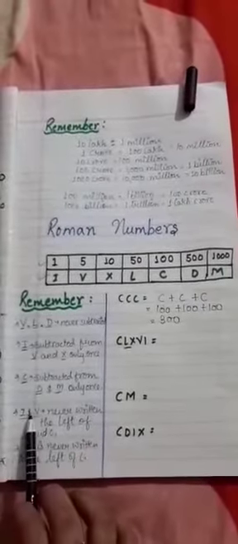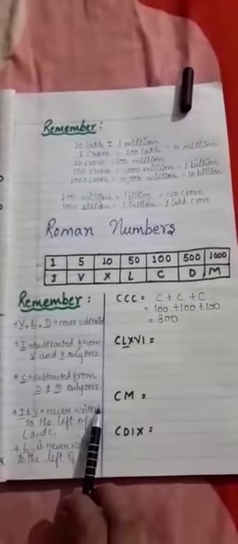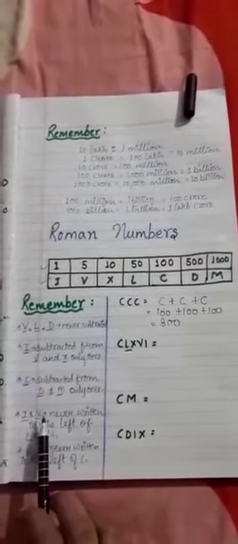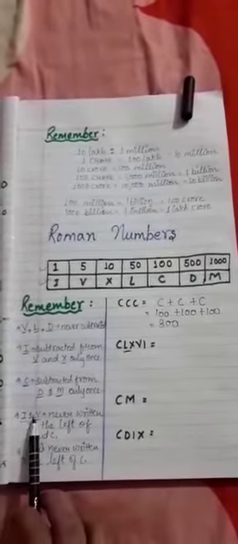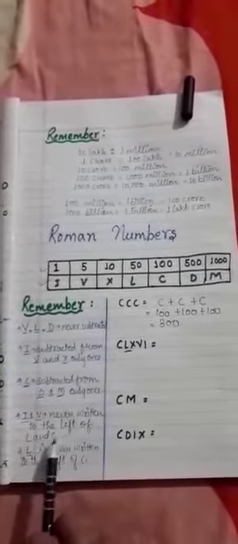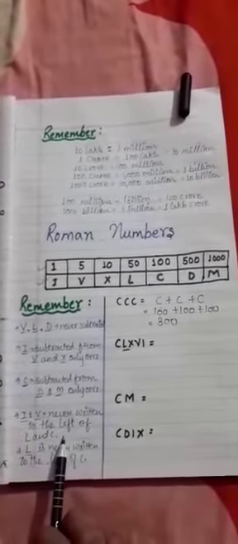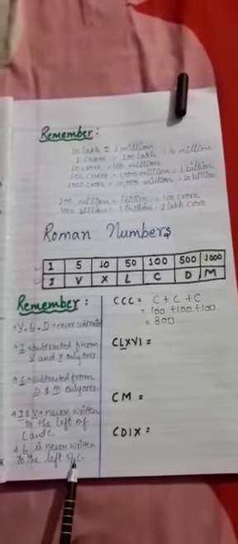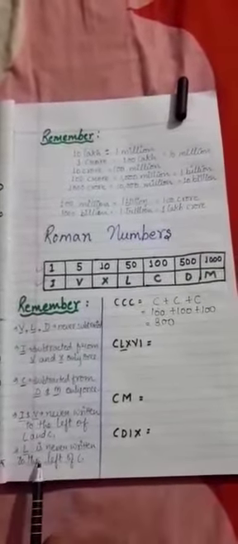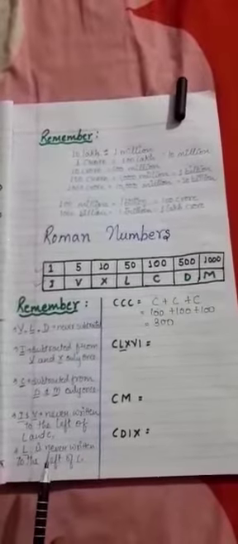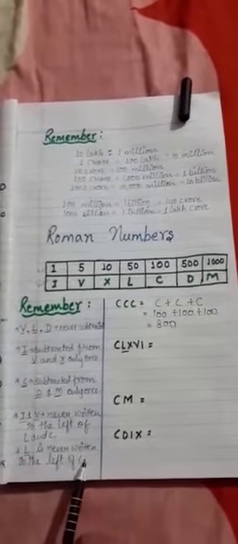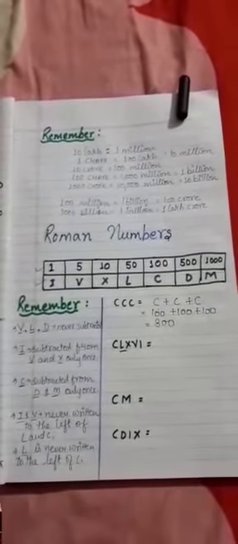Next, I and V are never written to the left of L and C. That means 1 and 5, or I and V, you cannot write to the left of L and C. L is never written to the left of C. That means it cannot be written to the left of C.